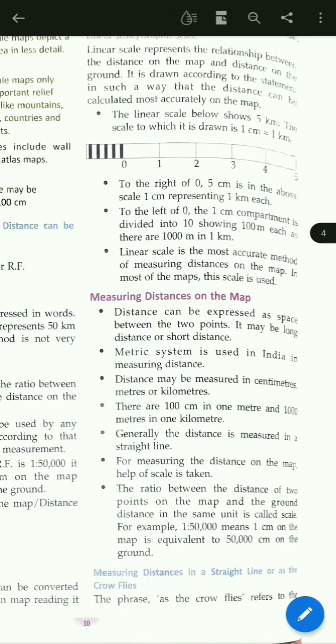Linear scale is the most accurate method of measuring distances on the map. In most of the maps this scale is used. Okay, so this is the type of scale which measures the distance most accurately.